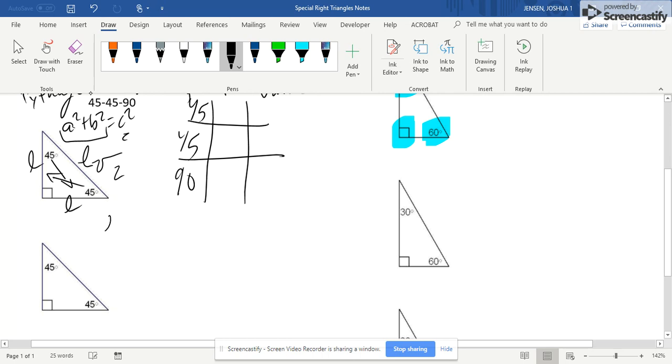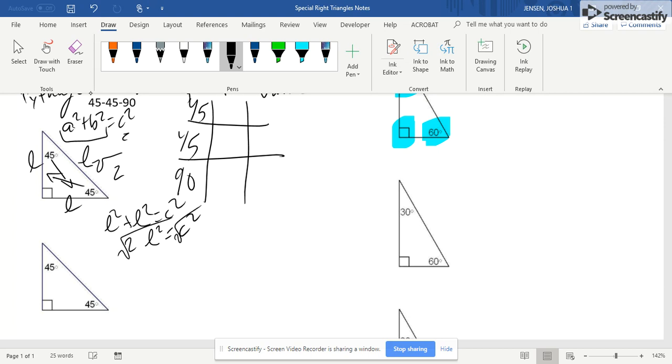When we plug it in, we have L squared plus L squared is equal to c squared. Well, we have 2L squared being c squared. So when we take the square root, the L squared comes out, leaving the 2 under the radical alone. So the hypotenuse is equal to the leg times the square root of 2. Again, special right is just saying, hey, when you have this triangle, we can use these specific rules.